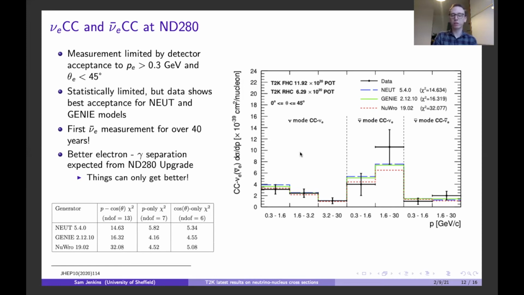And again, looking forward to ND280 upgrades, we expect to have much better electron and photon separation due to the Super FGD. So really, from this point on, things can only get better.